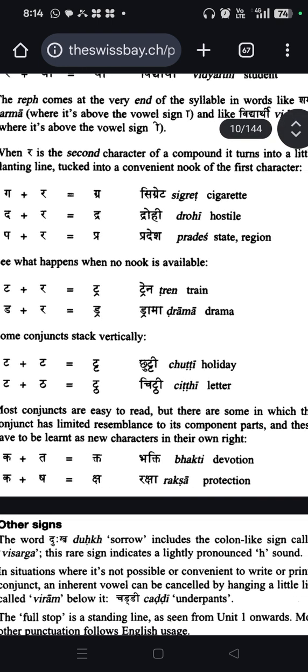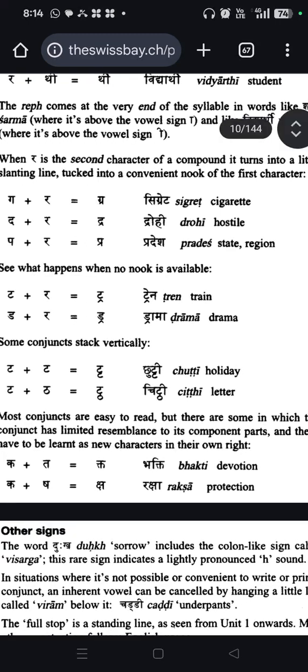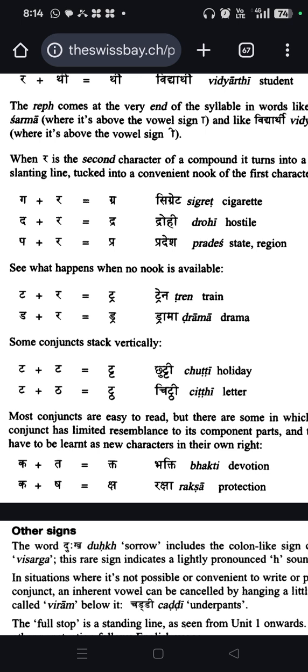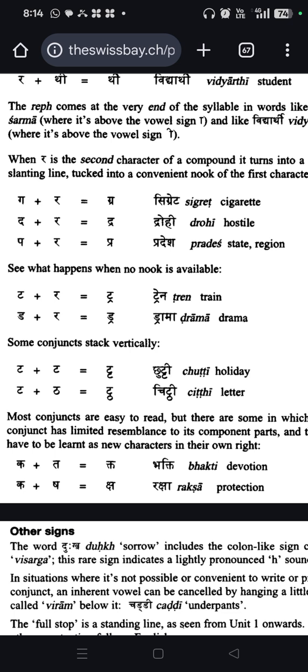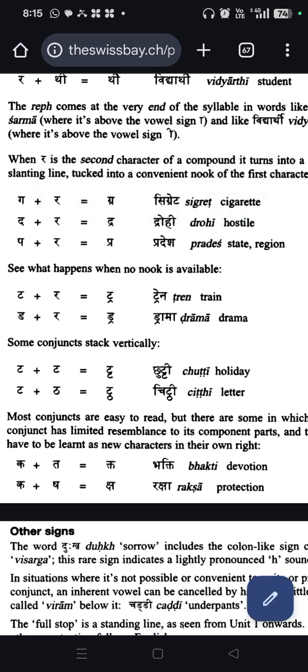When ra is the second character of the compound, it turns into a little slanting line tucked into a convenient nook of the first character. So there's a second one. I always wondered what's the difference between the earlier one and this one. Drohi. Oh, this means someone who harms an enemy, drohi, bad person, hostile. Yeah, drohi. You can call someone that, I mean, not really, but I've seen that word used. It's in our language too.